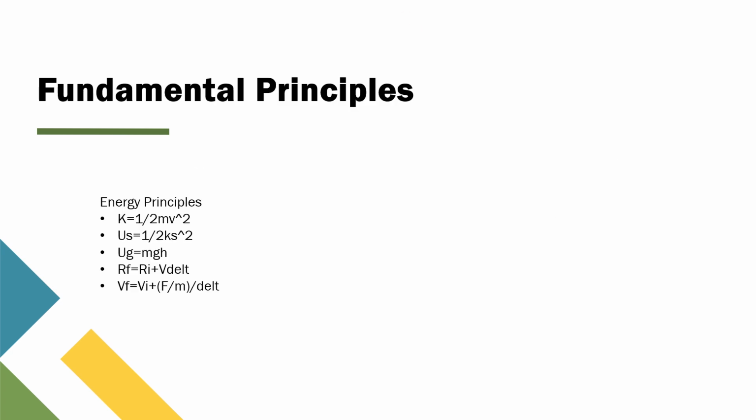So the fundamental principles used for this lab are mainly the energy principles. We have K equals 1/2 mv squared. We have the potential of a spring, 1/2 ks squared, the gravitational potential, mgh, and then our other formulas like r final equals r initial plus v times delta t, and then the velocity update formula.